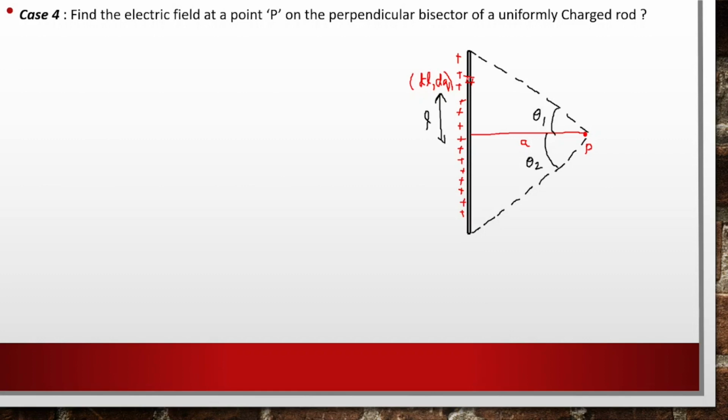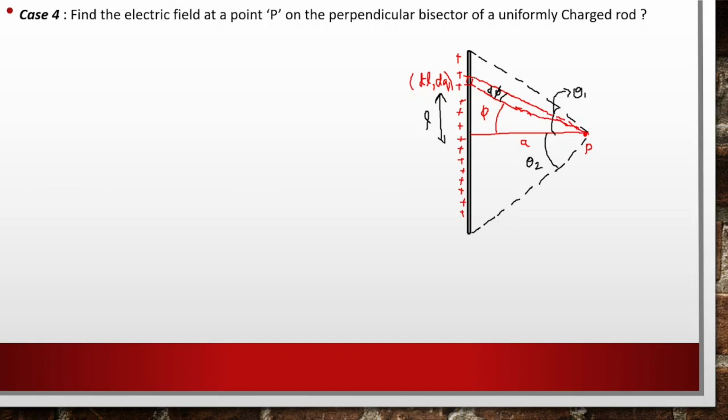Now let's join this small length element to our point P, and this element is making an angle of phi with the bisector. So this is angle phi, and the angle subtended by this small length element is d phi. Okay, so I think you have understood up to this much.